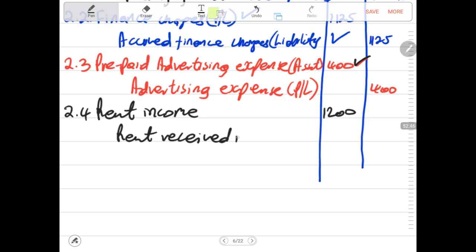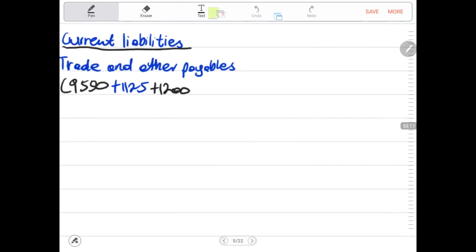Rent received in advance. And our rent received in advance is 1,200. Now the one on the debit side goes to the statement of profit or loss. It will be decreasing the rent income. The one on the credit side goes to the statement of financial position. It will be increasing the liabilities. And we did increase our liabilities by 1,200 rands.